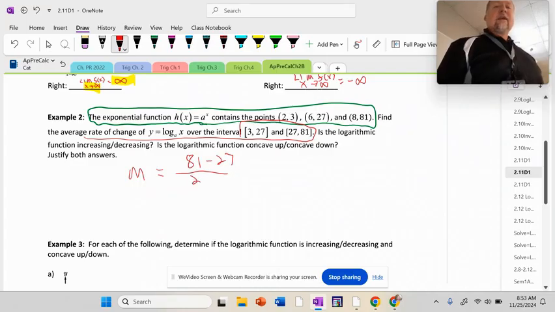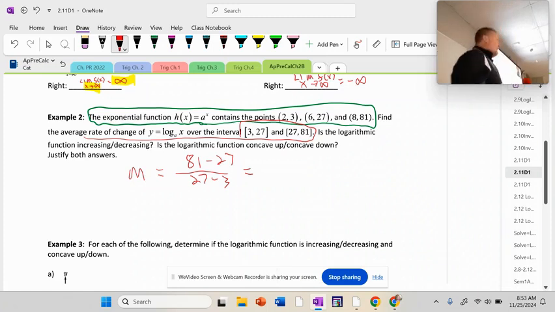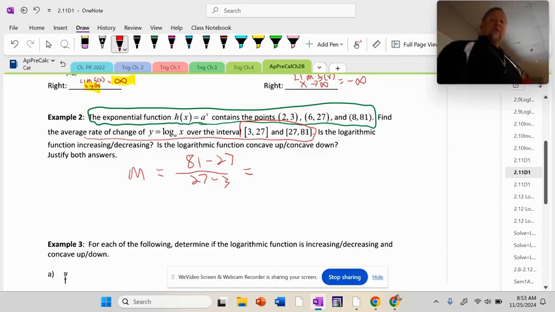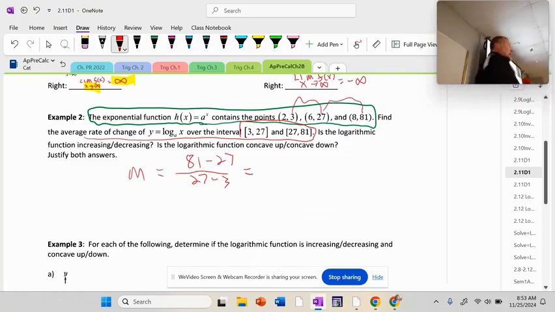81 minus 27, and then 27 minus 3. Then whatever you get for that. Now, that'll be a positive, so that means it's increasing. From 3 to 27, we have an increasing slope. So the graph is increasing, but the slope's going to be really small compared to these average rate of changes. So what they're trying to get you to understand is it's concave down. That's, I think, hard to really do. To really know it's concave down, I should have one more coordinate to compare another rate of change going left to right.